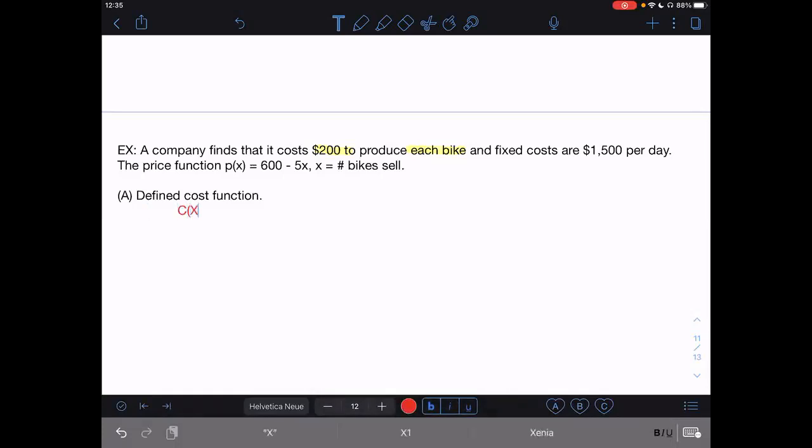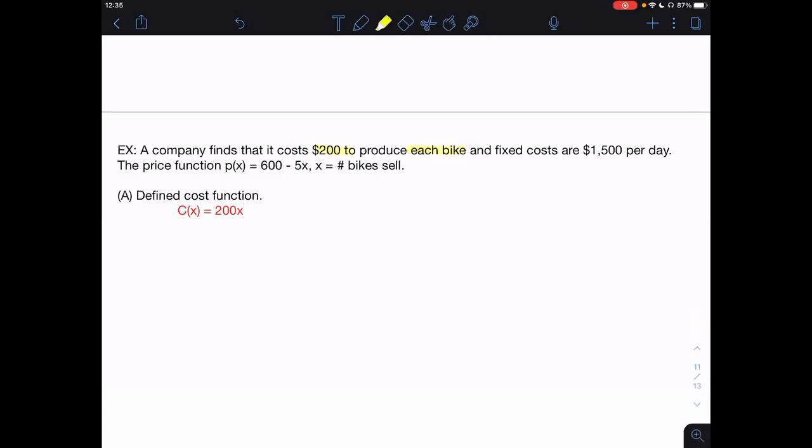Okay, so we know from the information that's given to us, if we want to make X amount of units, it's going to cost $200 per unit. So 200 times X. But what else does it tell us? That we have some fixed costs that we also have to spend. And that fixed cost is $1,500 per day.